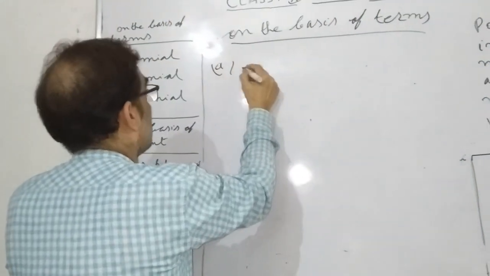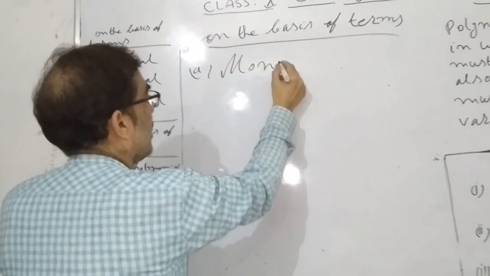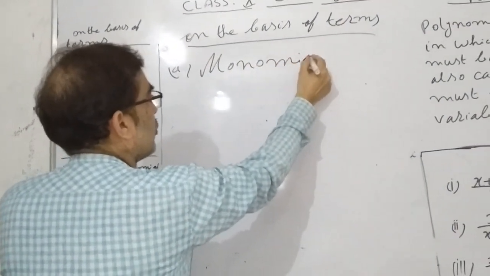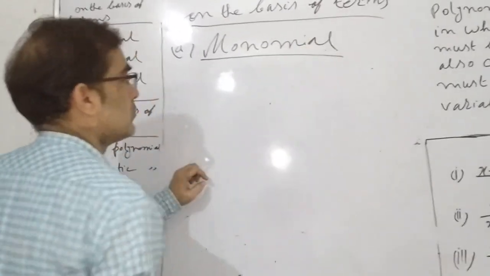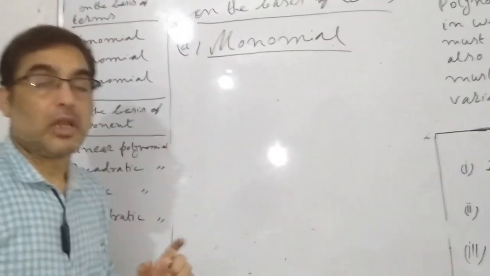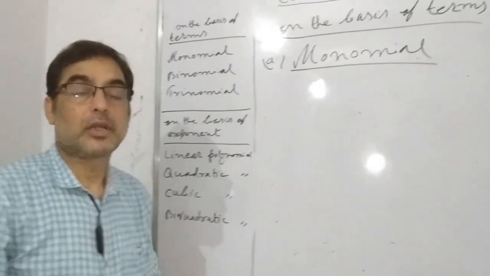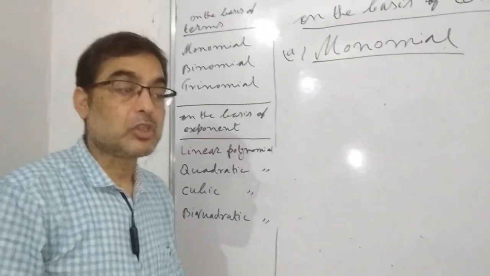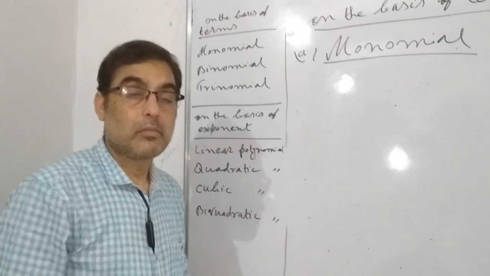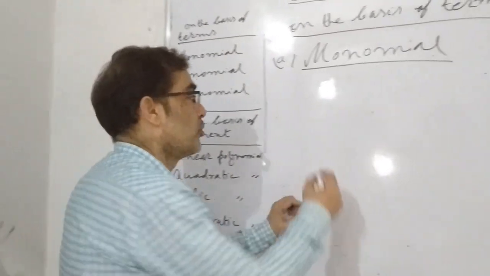First, monomial. The polynomial which has only one term is called a monomial.